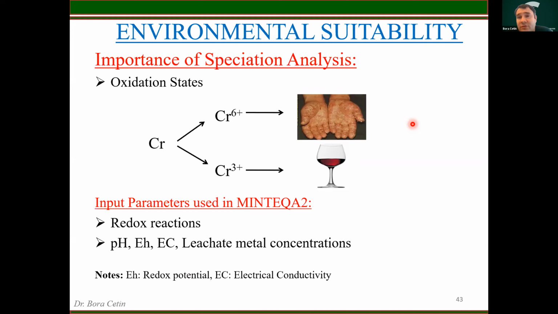So, for instance, some wines and beers have chromium 3 in them, and it's a necessary nutrient for the human body. So we wanted to determine the chromium oxidation state in the RCA materials that we tested. And we ran geochemical modeling with Visual MINTEQ, which is freely available EPA software. You enter your leachate metal concentrations and ion concentrations, pH values, EC values, and then you determine the redox reactions that you wanted to include. You may enhance the database by adding additional redox reactions.